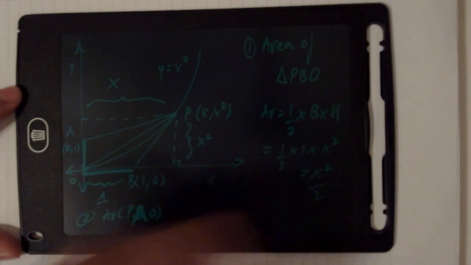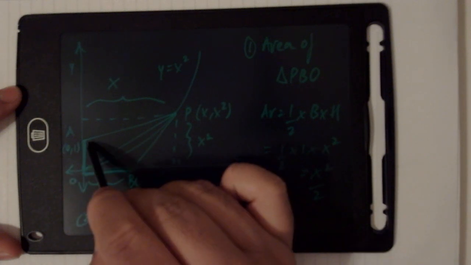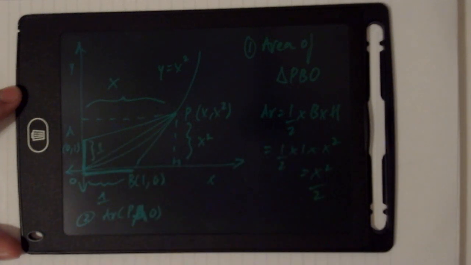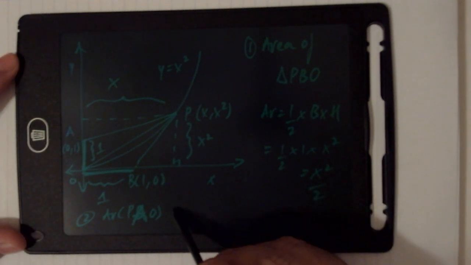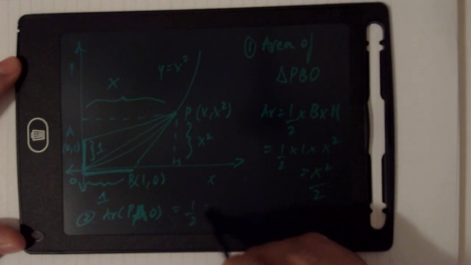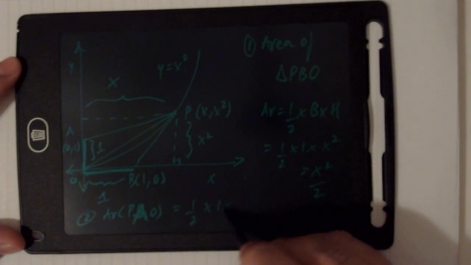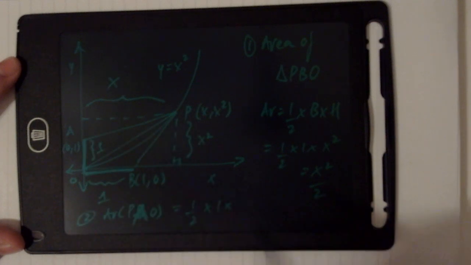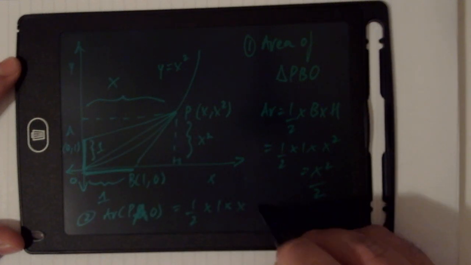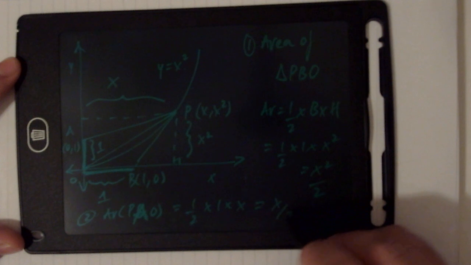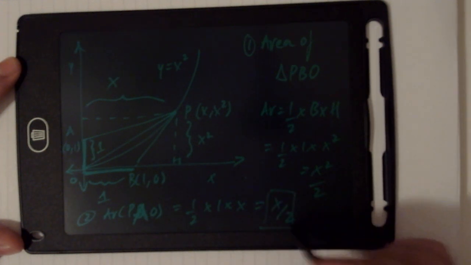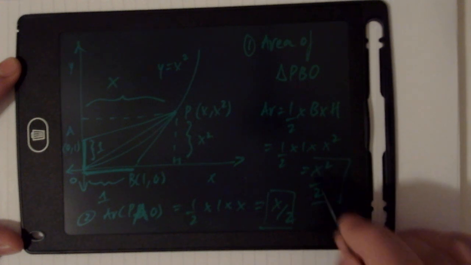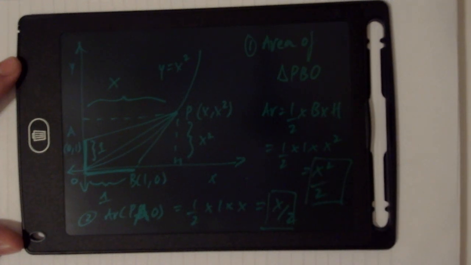And the base for this triangle PAO is going to be this part. So that's another unit length segment, because that's just the y-coordinate of point A. So the area of triangle PAO is going to be half times its base, which is 1, times its height, which is just x in this case. That is x over 2. So we have two results, x over 2, and x squared over 2 for the other one. So keep those in mind.